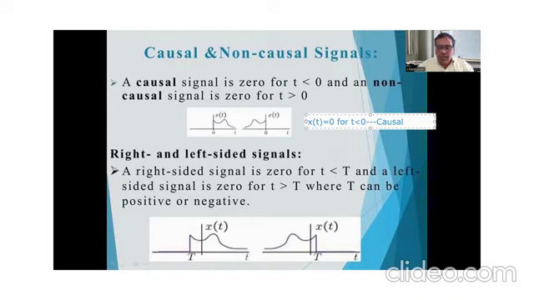In a similar way, according to the definition, x of t is equal to 0 for t greater than 0. This signal is known as a non-causal signal. Now, the examples of causal and non-causal signals.